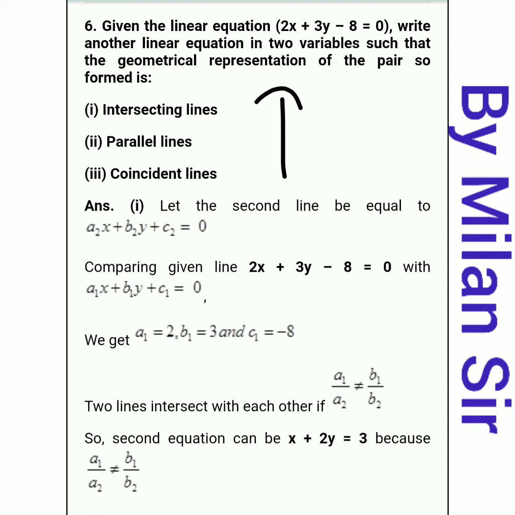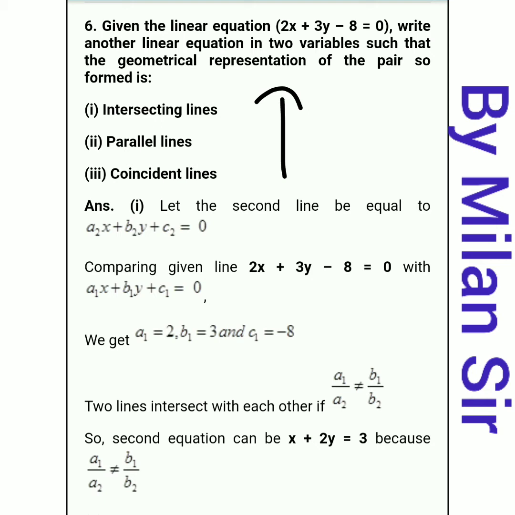Given the linear equation 2x plus 3y minus 8 equals 0, write another linear equation in two variables such that the geometrical representation of the pair formed is: first, intersecting lines; second, parallel lines; and third, coincident lines. So a total of three internal questions are given here, and one equation is given. We need to write the second equation.